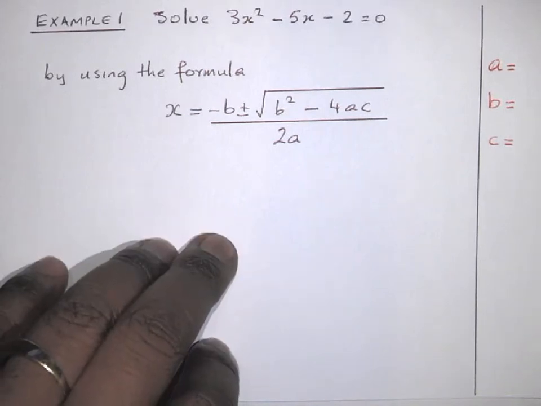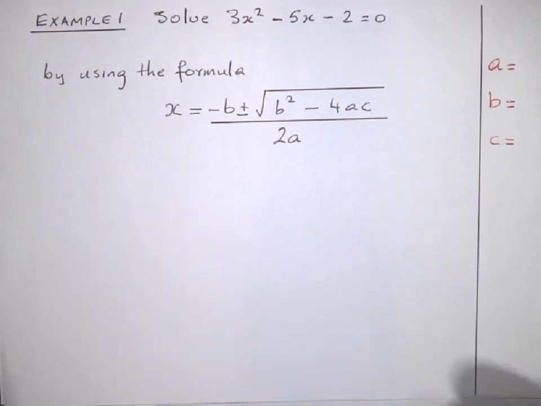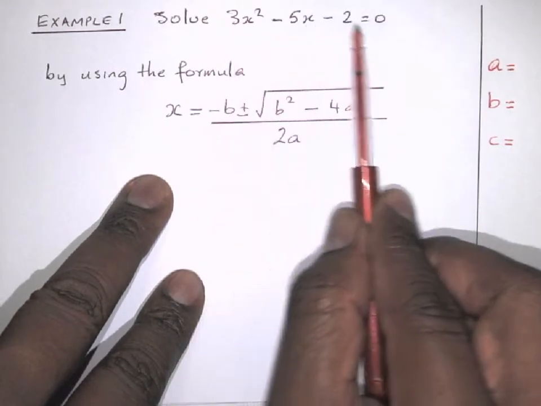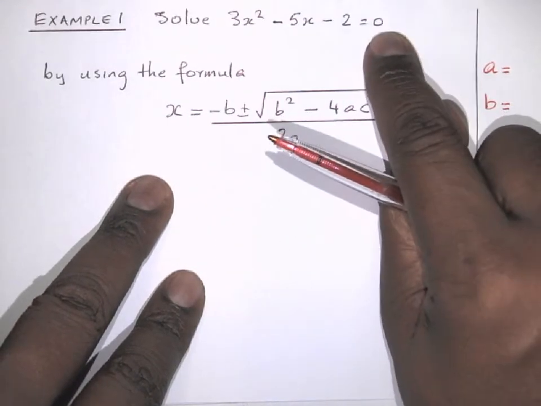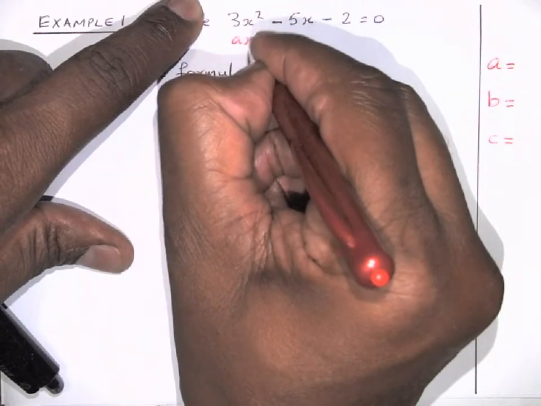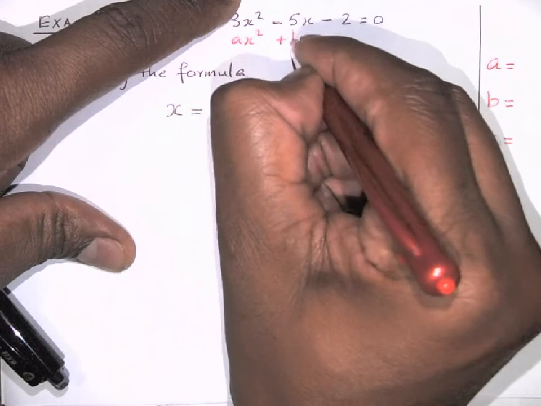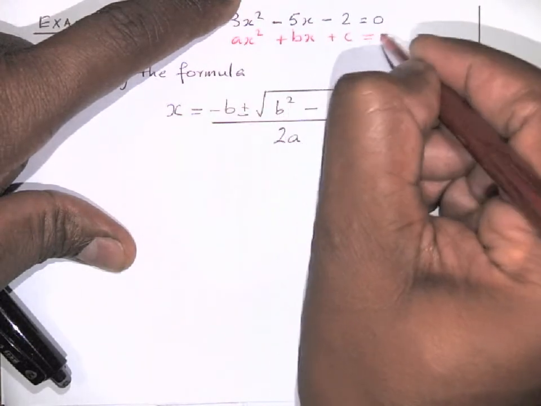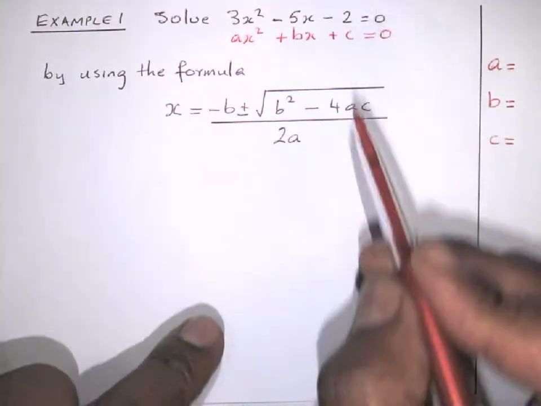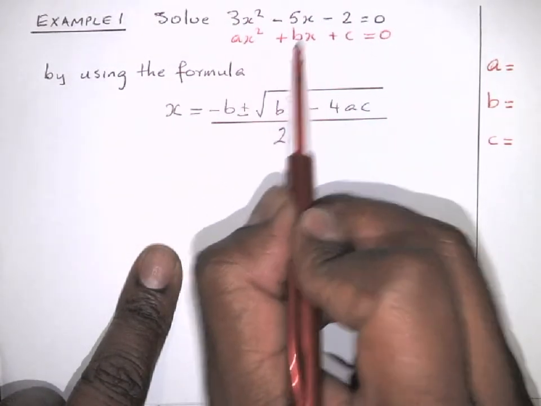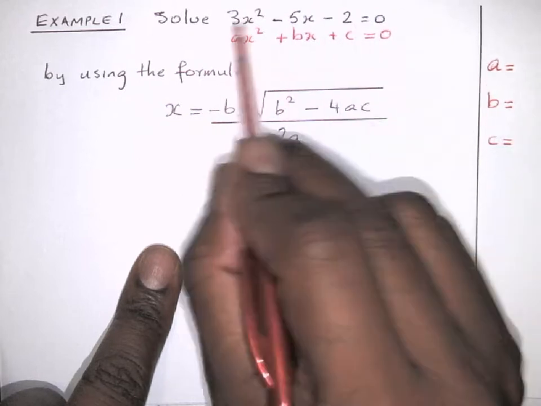Note that it is very important that a quadratic equation is in the format ax squared plus bx plus c equals 0. You can see there is 0. So this is in the format ax squared plus bx plus c equals 0. So you should be able to identify what the a value is, what the b value is, what the c value is.